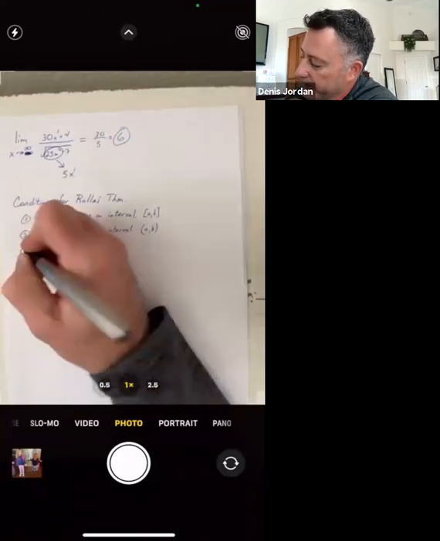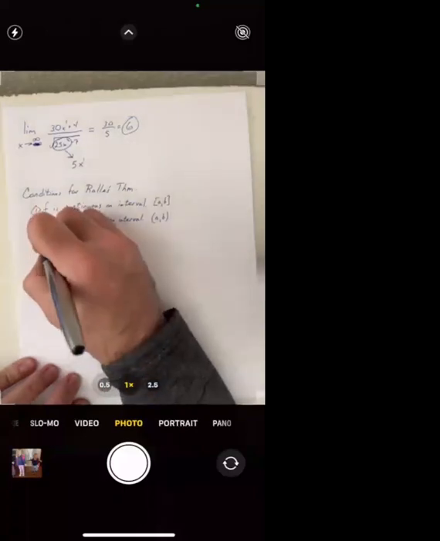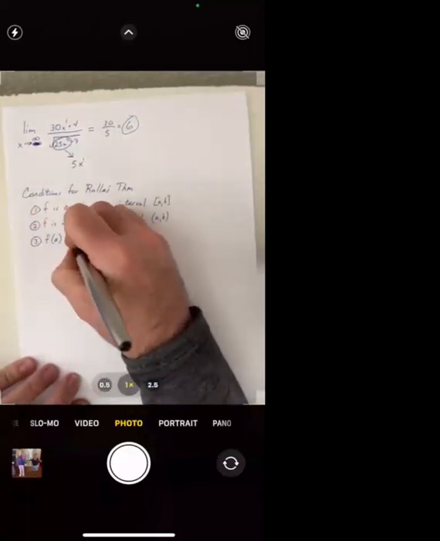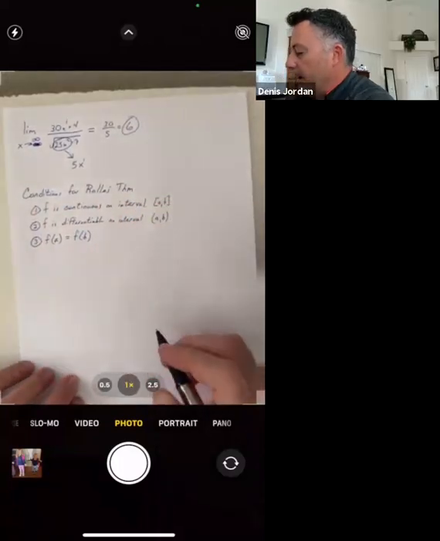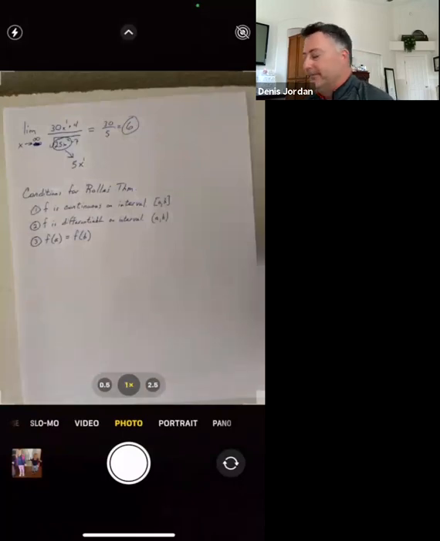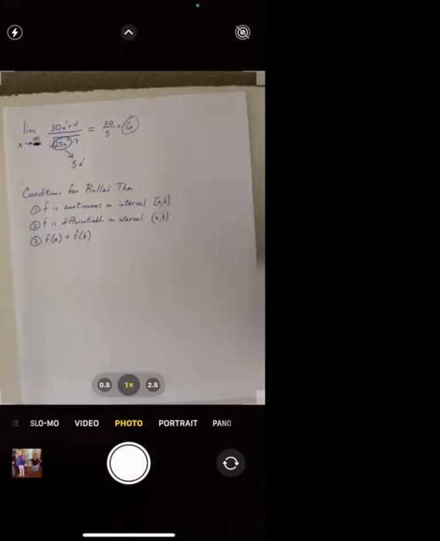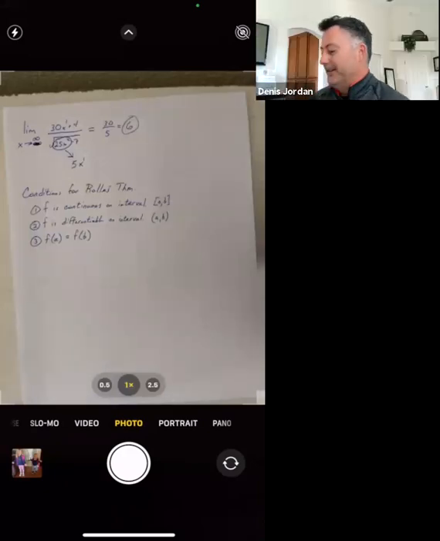Okay, and then what's the third one? So f of a is equal to f of b. Yeah. So if all three of these conditions hold, what does that allow you to do or assume? You can assume that there is one number between a and b, one x value between a and b, such that its function value will be equal to zero. That's really close. Not where the function is zero, but where the derivative is equal to zero. Yeah, my bad. No, you're good. I was just reading from the notes, and yeah, my bad.